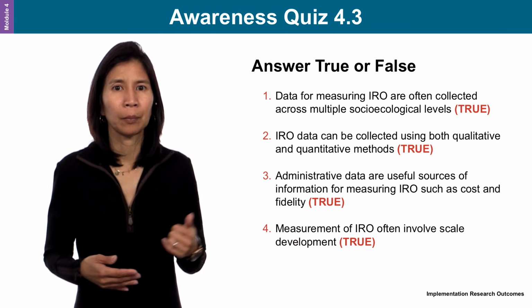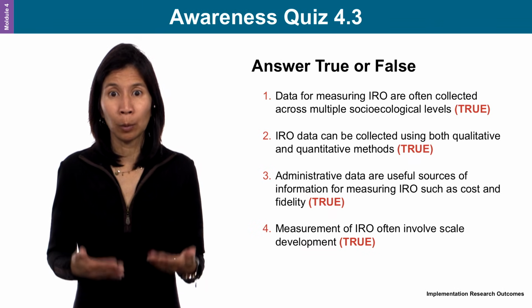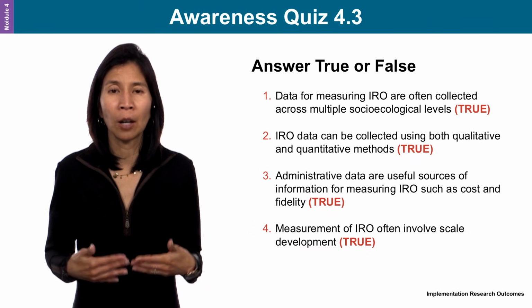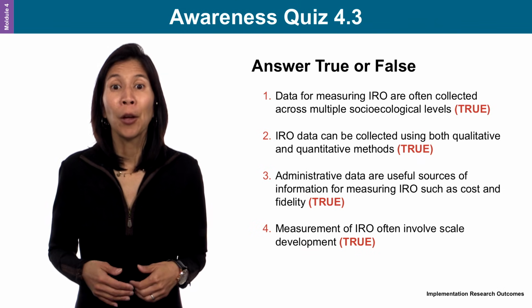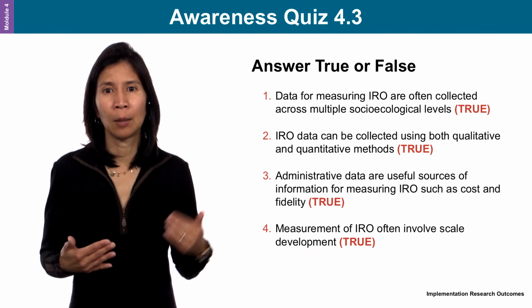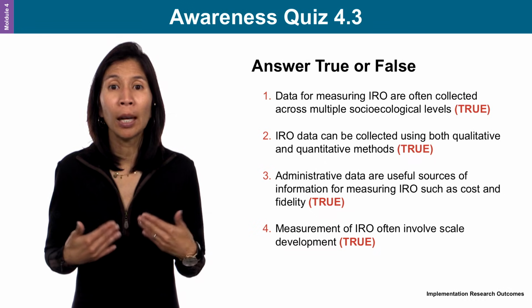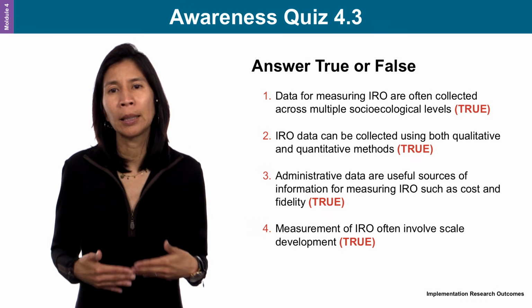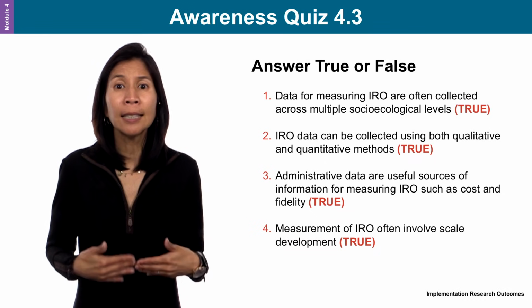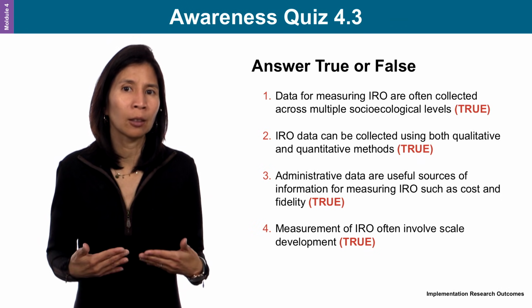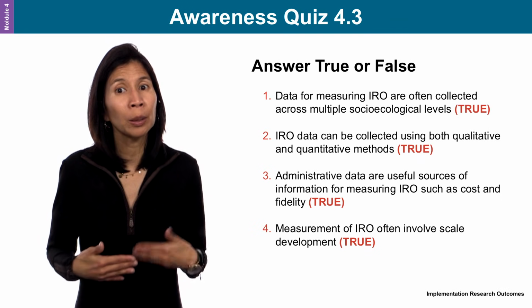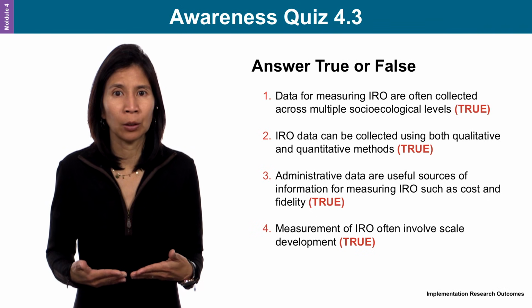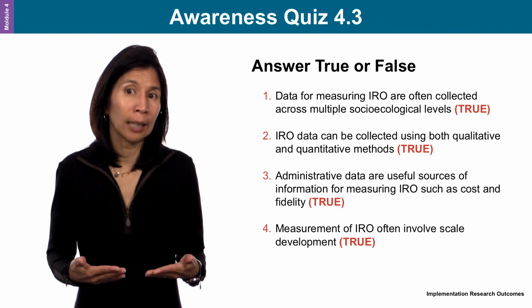Statement 4, measurement of implementation research outcomes often involves scale development. The correct response to this statement is true. We know that often implementation outcomes are by nature latent variables. That is to say that these variables are not directly observable, but can rather be inferred from other variables that are observed. This may require scale development.